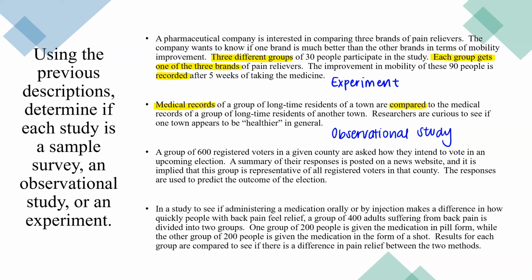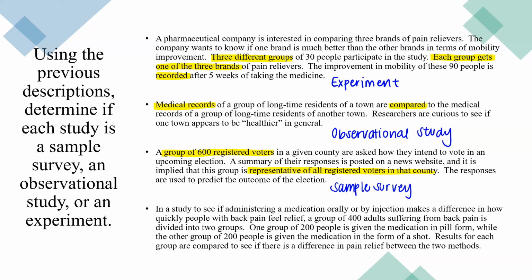Our key words are group of 600 registered voters and representative of all registered voters in that county. Therefore, this is an example of a sample survey. This is a type of study that's carried out by using this smaller group of 600 registered voters in order to represent the entire population.